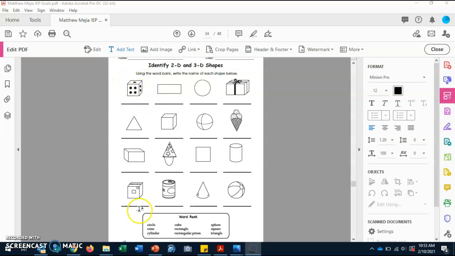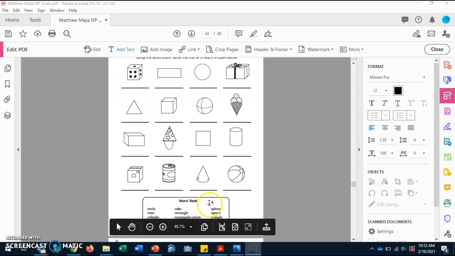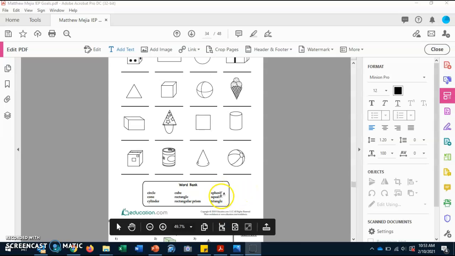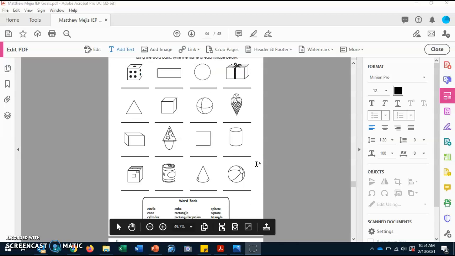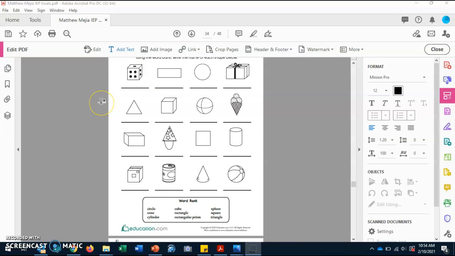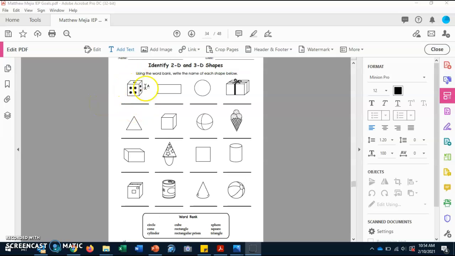So this right here, our word bank, we have our circle, cone, cylinder, cube, rectangle, rectangular prism, our sphere, square, and triangle. Note that we might use these words more than once. So let's start off with this shape right here. Do we know what this is called? Yes, a cube. Good job.